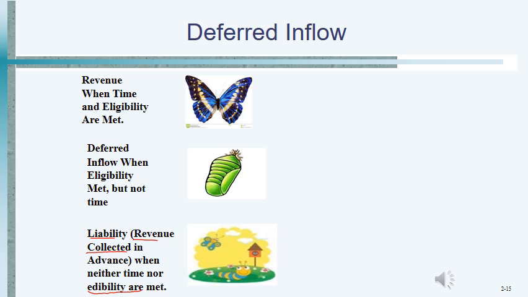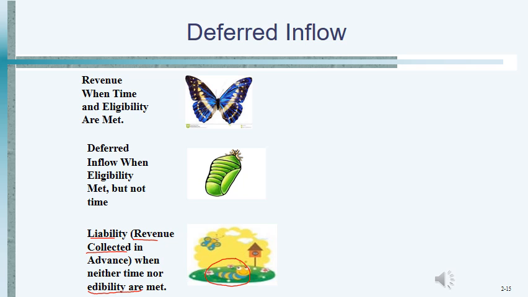Now I say eligibility nor time are met, but really it's the fact that we are not yet eligible for these funds that have come in. They've given us the money, but we haven't met the enrollment amounts yet. And if that's the case, we're like this little caterpillar down here that is someday hoping to be a butterfly, but not yet because it hasn't met the eligibility requirements.